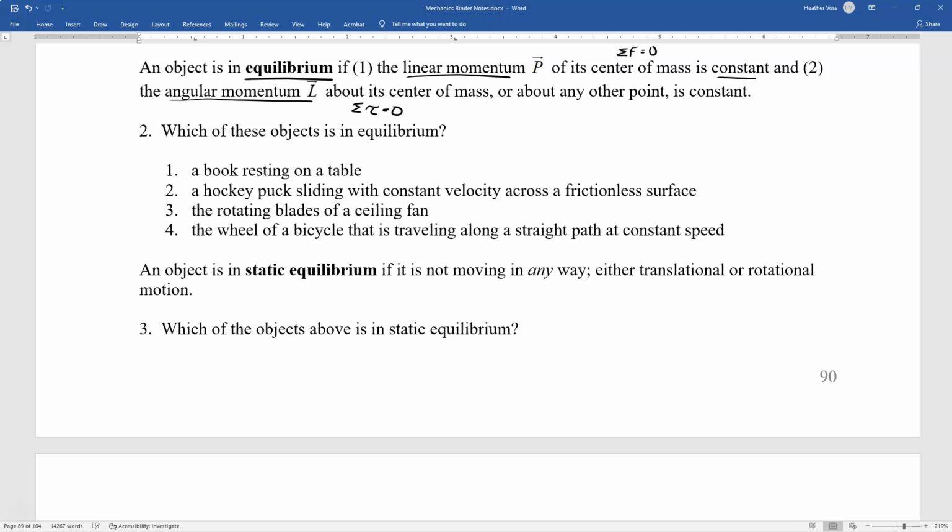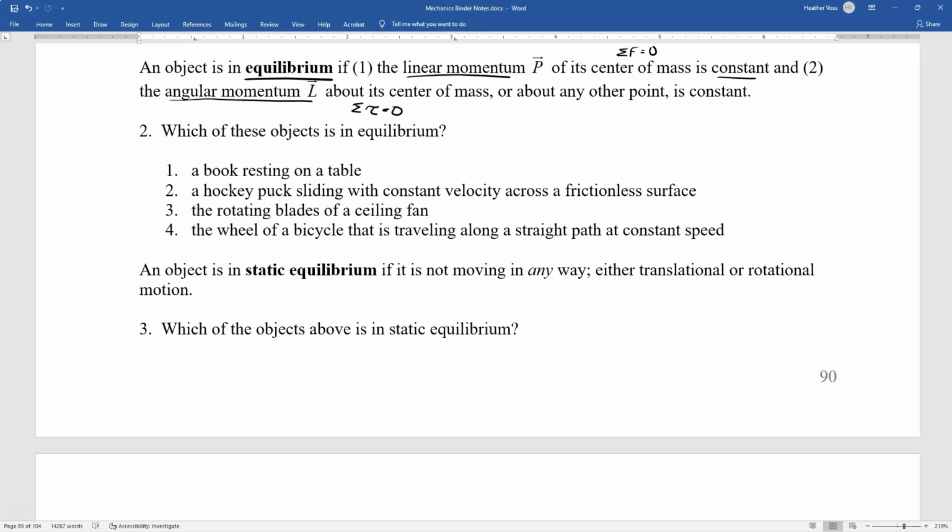Now, there's a slight difference between just the basic equilibrium and what we refer to as static equilibrium. Static equilibrium means that it is completely still, period, end of story. It's not moving in any way.